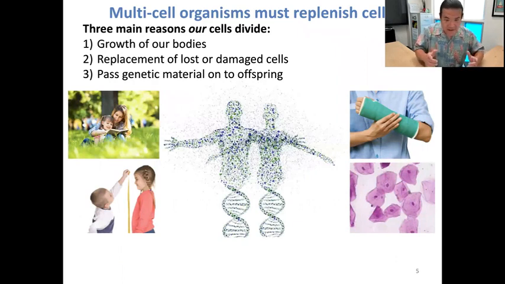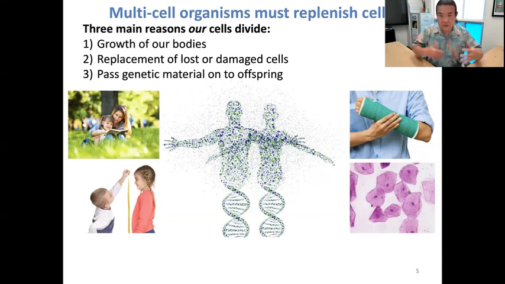So it's one thing to have some fun thinking about this in terms of a single-celled organism like an amoeba, but what about us? We are these big, complex, multicellular organisms. What are some of the reasons why the cells in our body have to divide? So the three main reasons that the cells in our body divide are, of course, to allow our bodies to grow. It allows us to replace lost or damaged cells.